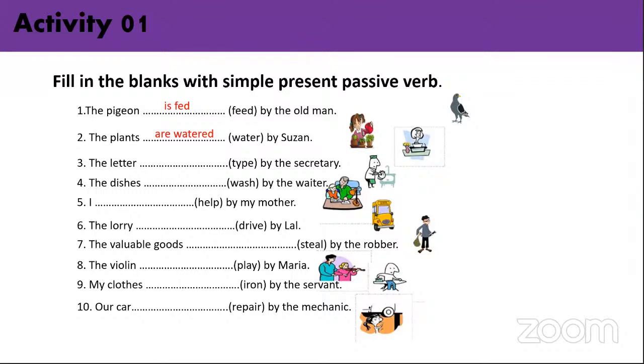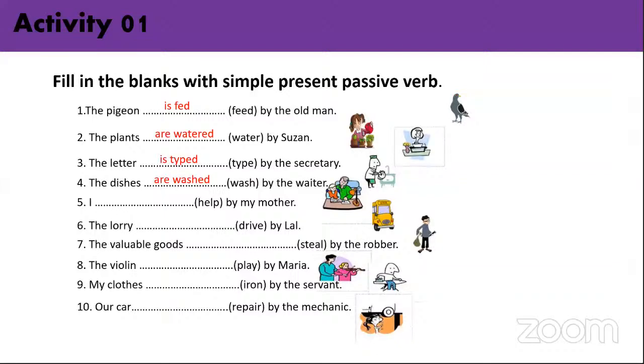The letter. Once again, it is singular. Then is, am, or are. It should be is. Then what is the past participle verb form of type? It is typed. Then the letter is typed by the secretary. The dishes. Dishes, plural. Then you have to use are there. And wash, washed, are washed by the waiter.